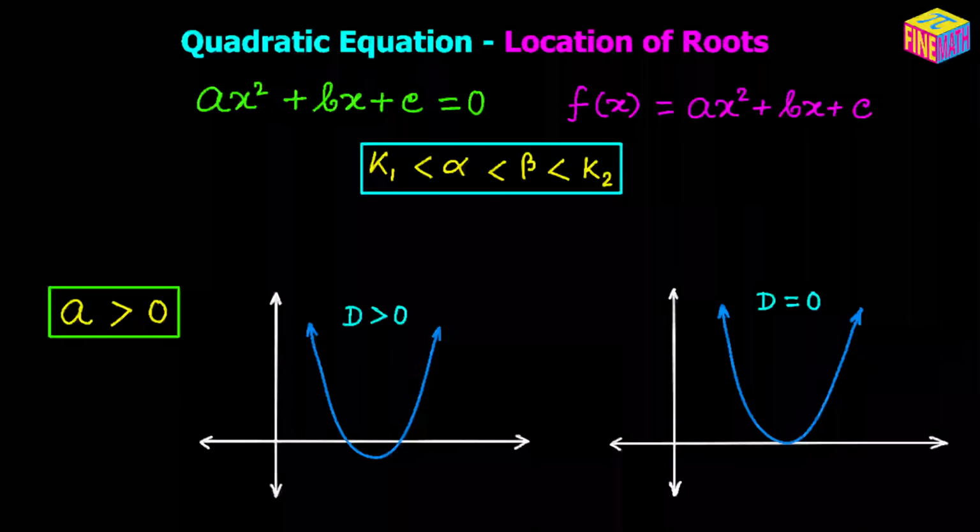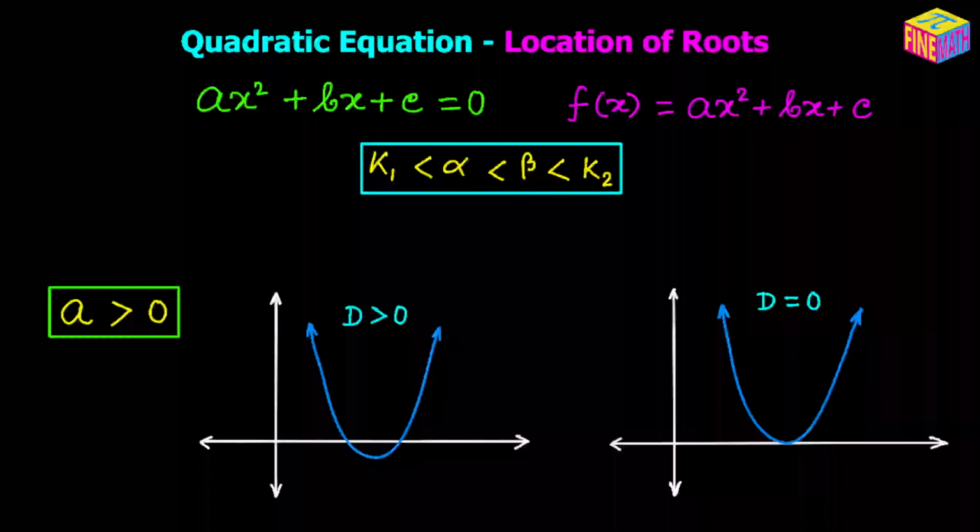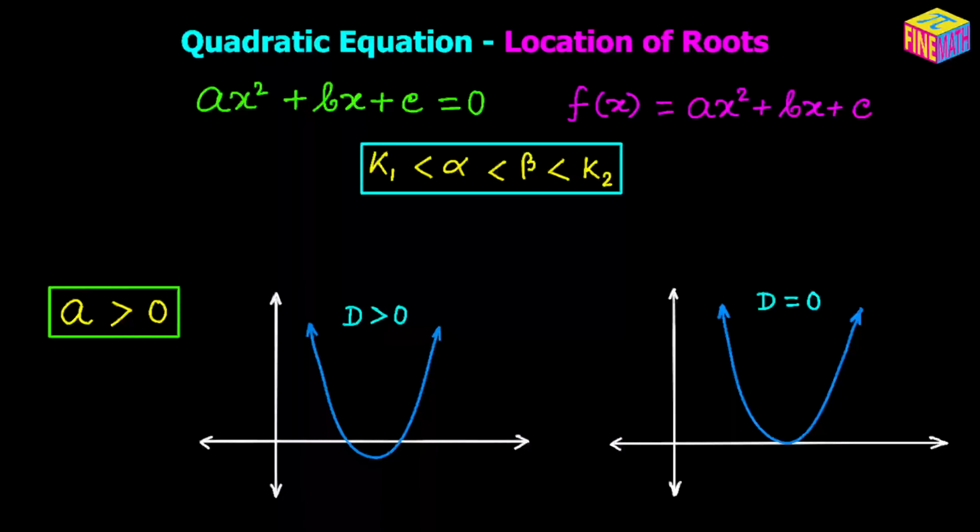Hi everyone. In this video, we are going to discuss the necessary conditions for both roots of a quadratic equation to be between two real numbers. Let's suppose we have a quadratic equation ax squared plus bx plus c equals 0. If the two roots of this equation are alpha and beta, assuming alpha is less than beta, then we are going to find out what would be the necessary condition for alpha and beta to lie between two real numbers like k sub 1 and k sub 2.